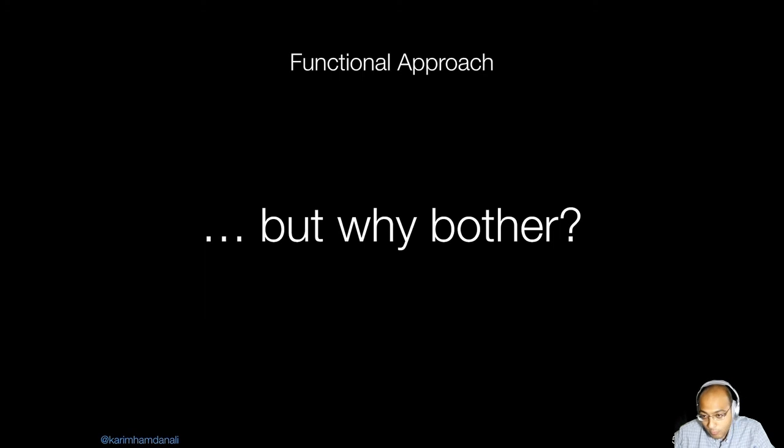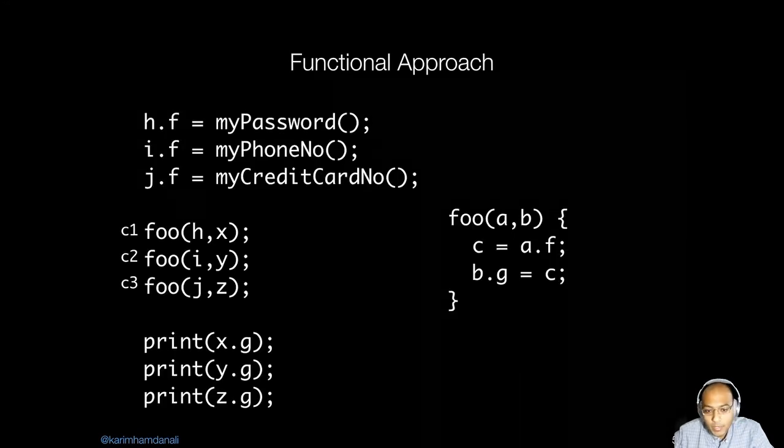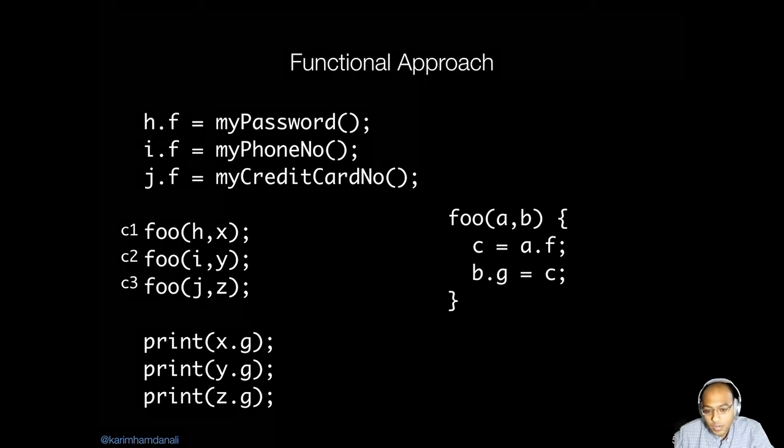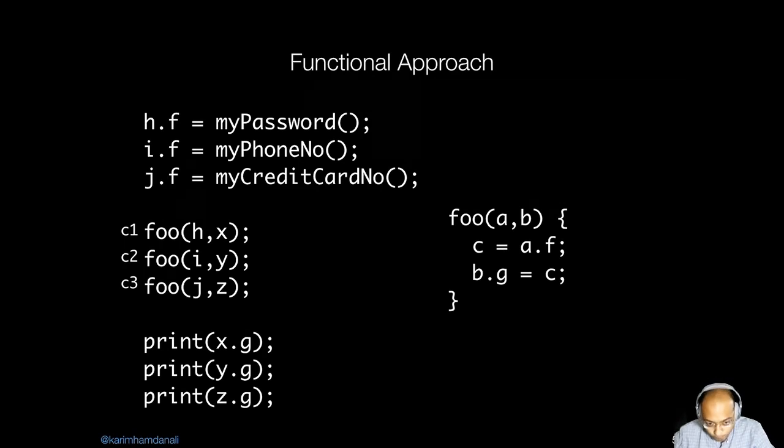The answer will become more clear in our next lecture, but let me give you a quick overview of that. So let's say that we have a piece of code here. Here we're assigning my password to h.f, phone number to i.f, credit card number to j.f. And we have three call sites to foo, C1, C2, and C3.